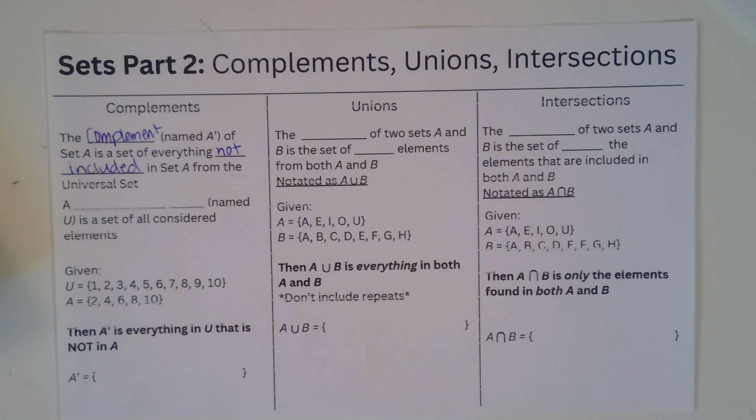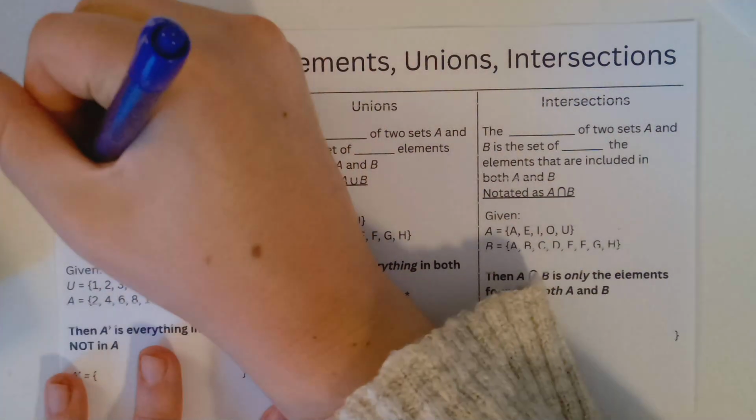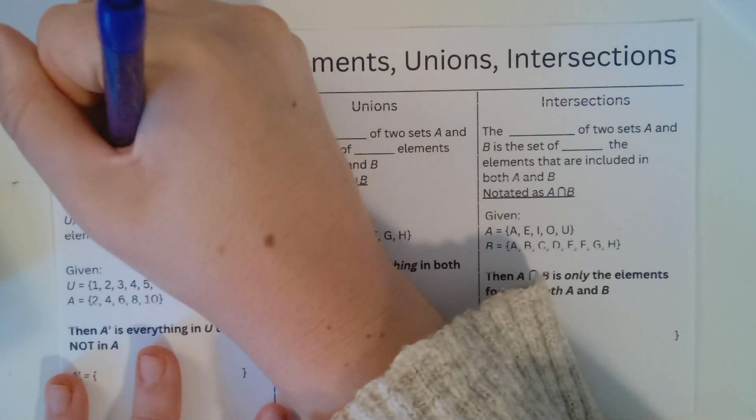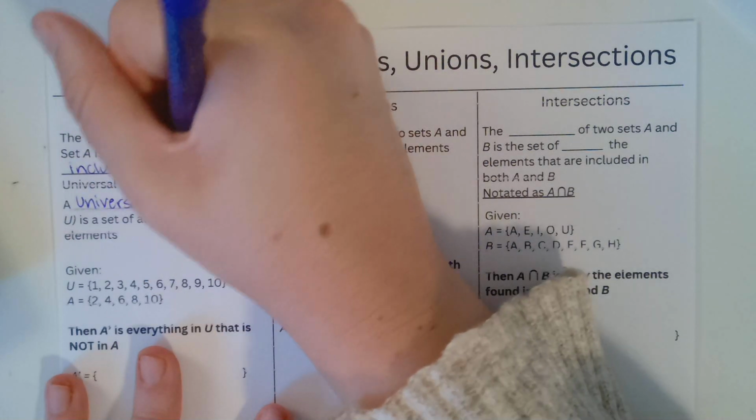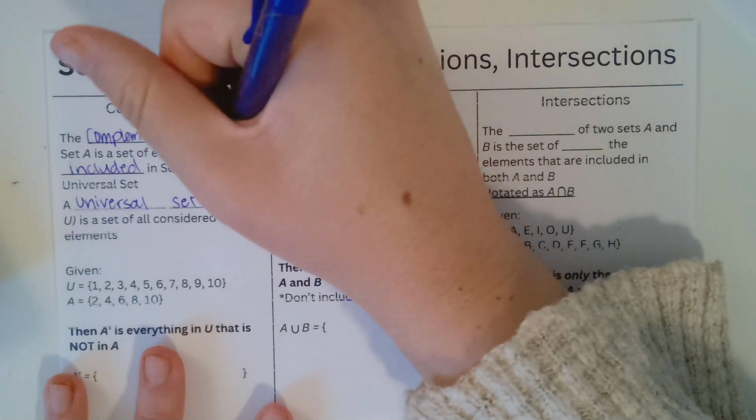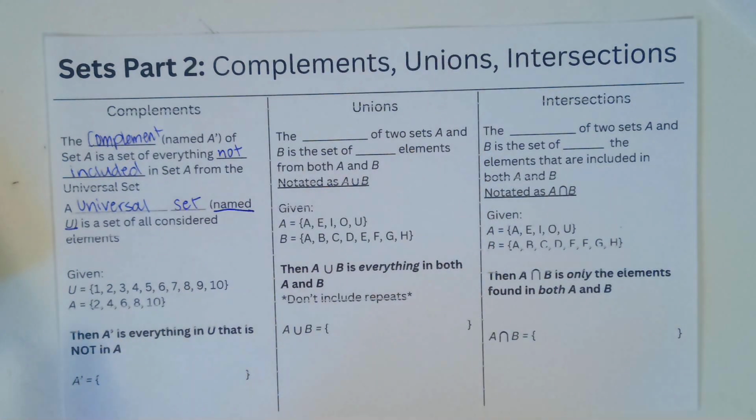So you might be thinking, but Ms. Farnell, what is a universal set? So a universal set, which you're almost always going to see it named as like a capital U, is a set of all of the considered elements of a situation. So this is how it's going to be presented to you. This is how you're going to see your questions.